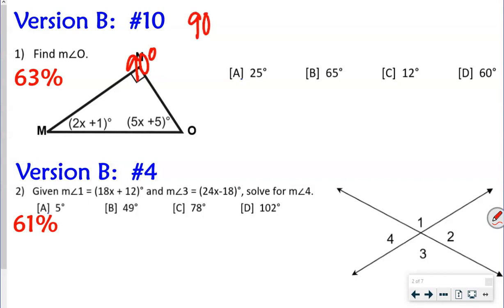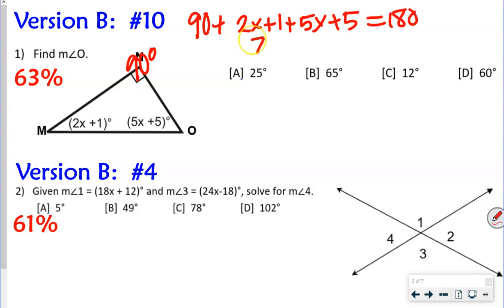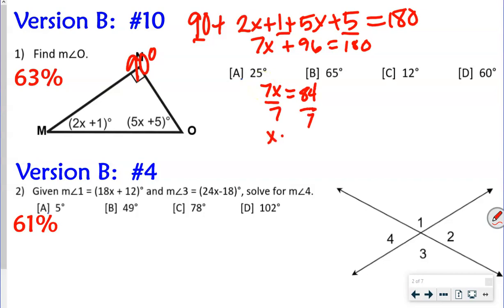So it's going to be 90 plus 2x plus 1 plus 5x plus 5, and set that equal to 180. So if we did the problem that way, it would be 7x plus 96, because if you add those three like terms, it equals 180, right? Then we're going to subtract 96 from both sides. So that gives us 7x equals 84, and then we divide both sides by 7, right? So that means x is equal to 12.